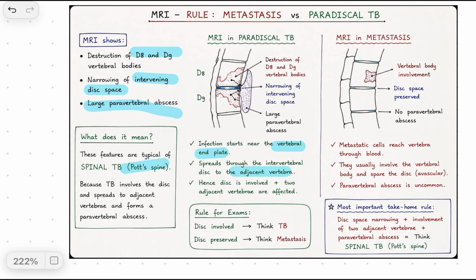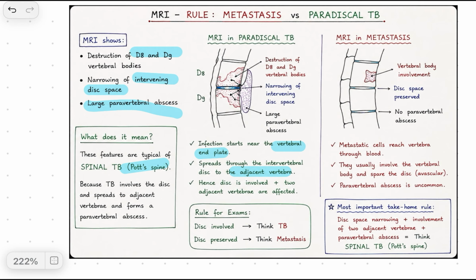So now when we compare this with metastasis, metastatic cells reach the vertebra through bloodstream and usually involve the vertebral body itself. The intervertebral disc is relatively avascular, so it is usually spared. That means the disc space is often preserved in metastasis, and paravertebral abscess is also uncommon here.